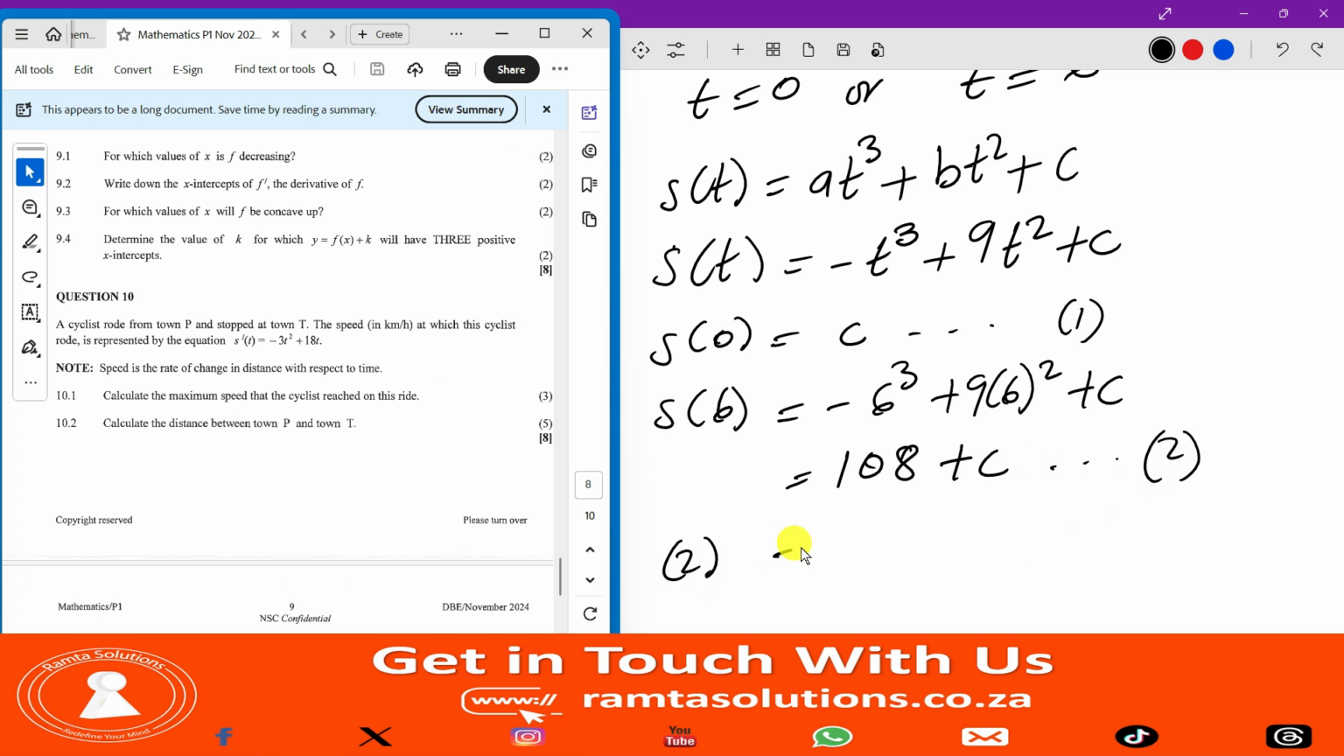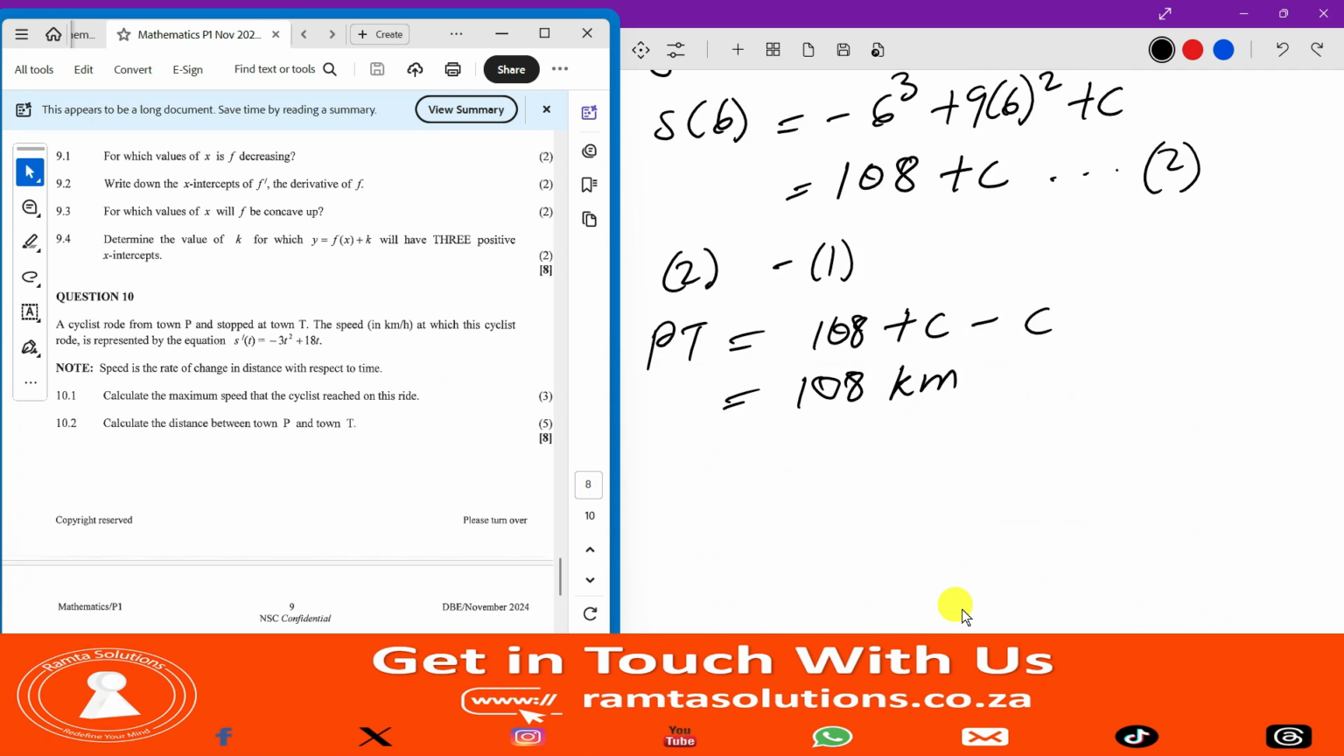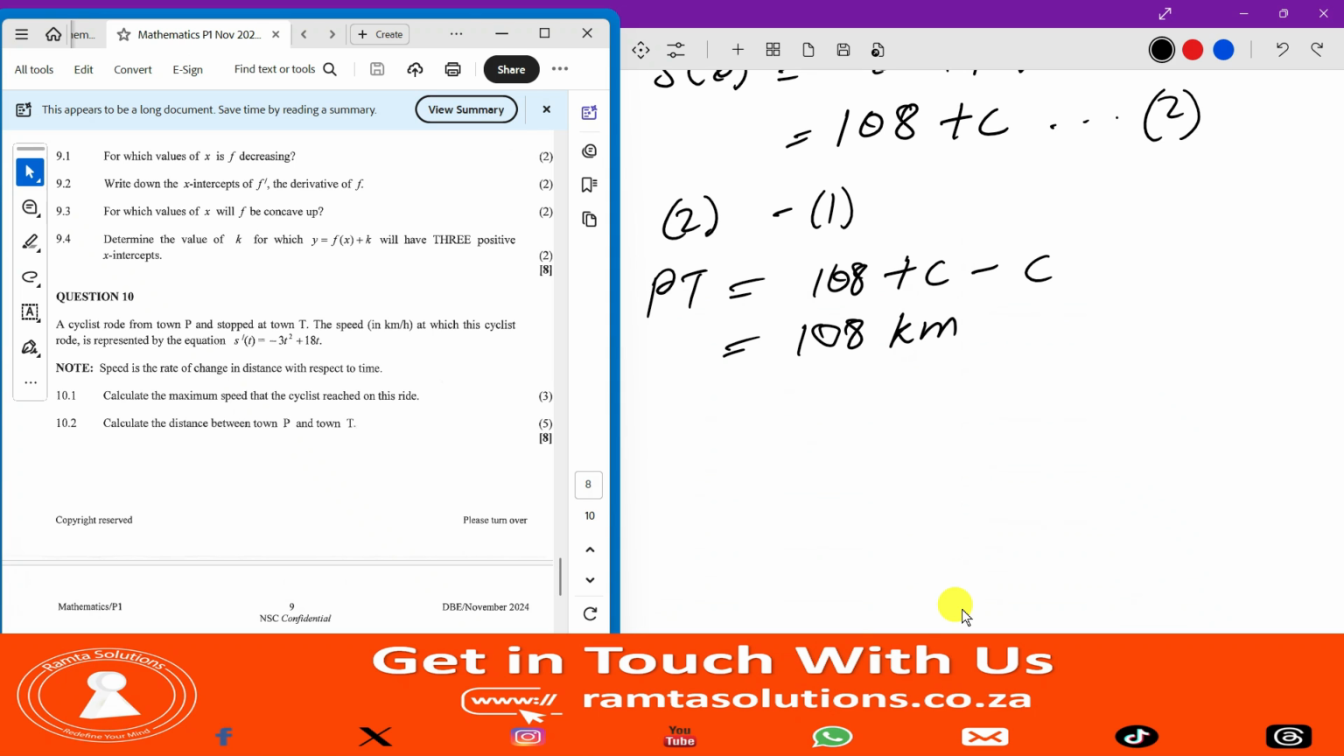So equation 2 minus equation 1. We are looking for the distance between P and T. So we can say PT is 108 plus c minus c. Therefore, it is 108 kilometers. The distance between the two towns is 108 kilometers. Happy? Great stuff. And this is how you answer your differentiation calculus questions. There are many ways of answering your questions. Whichever you are comfortable with, go ahead and use it.